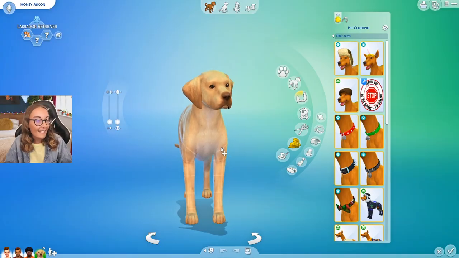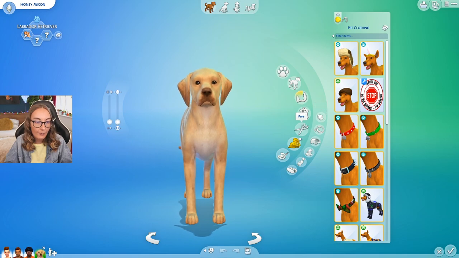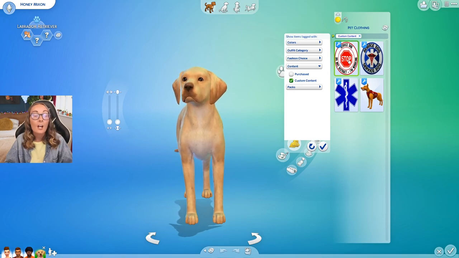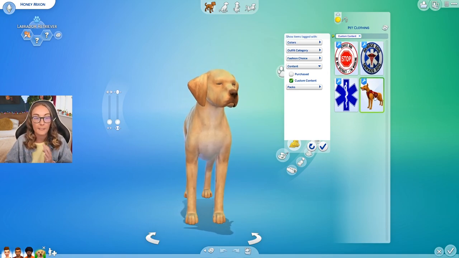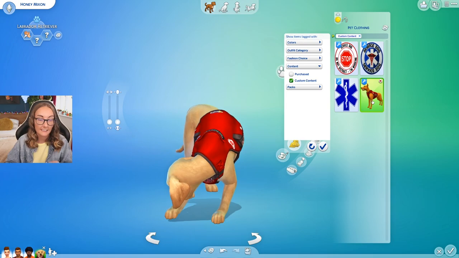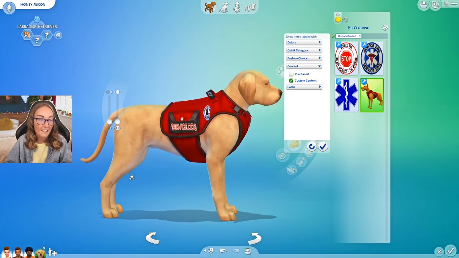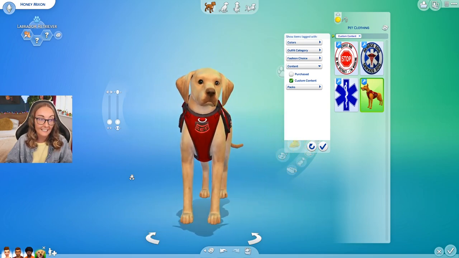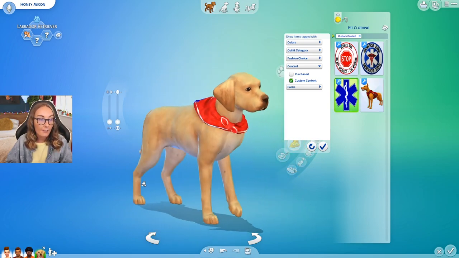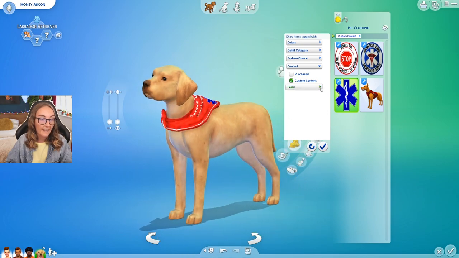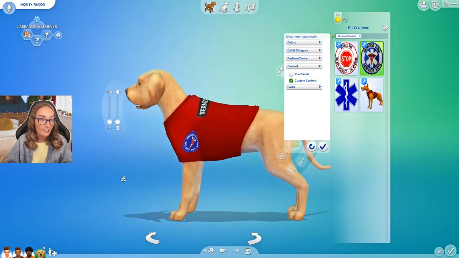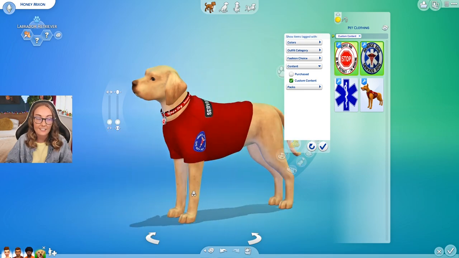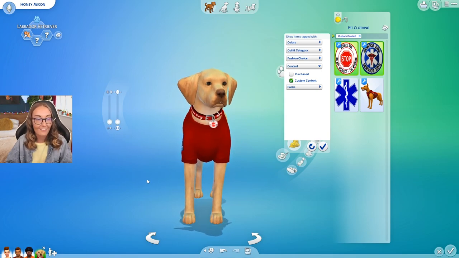So here we have our little service dog Honey, and then if we go to pet clothing, and I'm just gonna filter this by custom content, the one thing is they aren't actually pictures. The vest is a picture, so you can see that really clearly. So this is how it looks. I love this. I think it looks really realistic as well. And then we have the service dog bandana. We have the service dog t-shirt over here. And then we also have the service dog collar for all of your service animal needs.